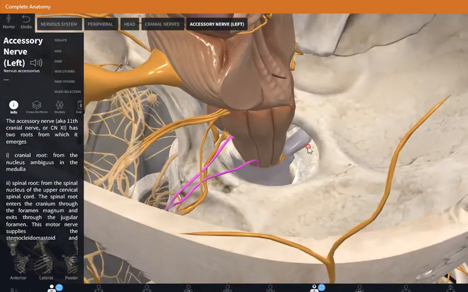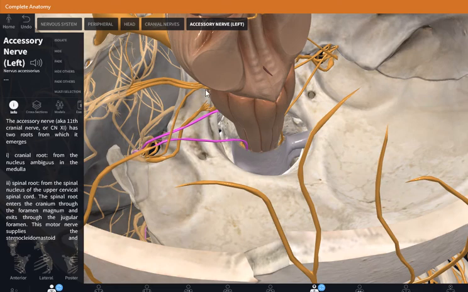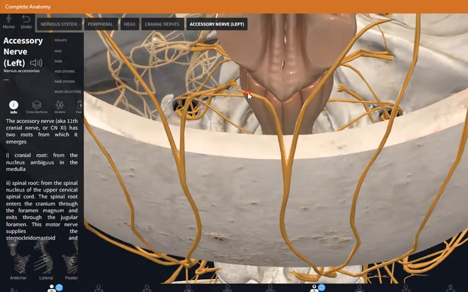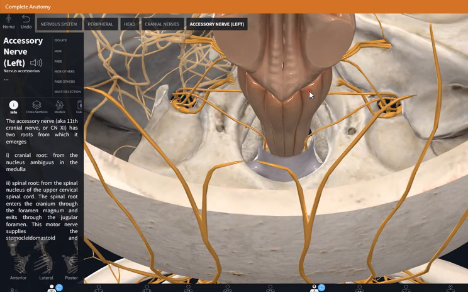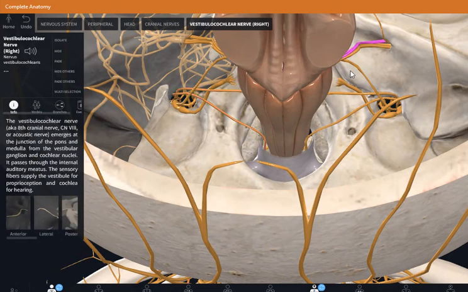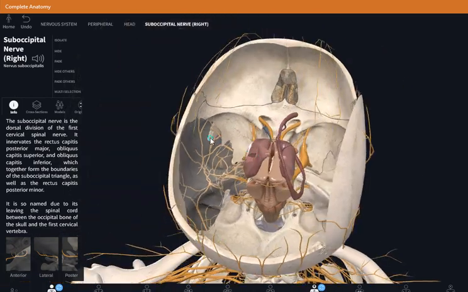The last nerve to visualize is the hypoglossal nerve. So the hypoglossal nerve is located... so the hypoglossal nerve could not be found.